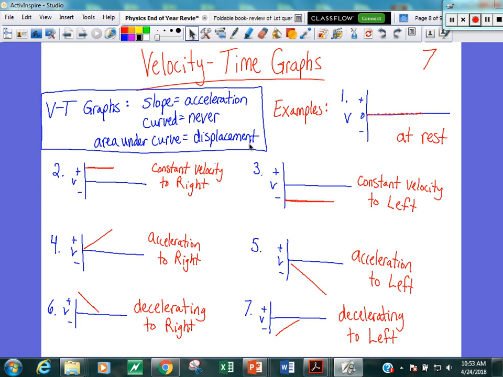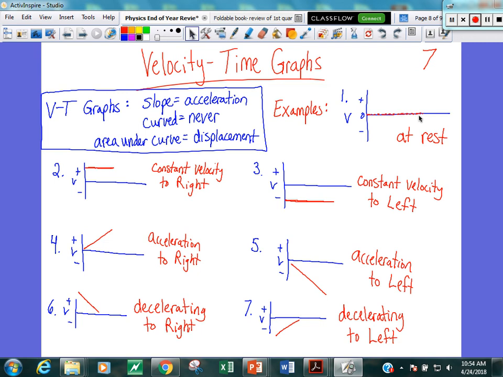What I've got is, again, 7 examples, all the examples I could think of. So let's go through them, and hopefully this brings back into your memory how to think about velocity time graphs and know what the motion of the object is. In this first example, a velocity time graph is drawn a little bit different. We have a positive velocity upstairs and a negative velocity downstairs. Right at this 0, the velocity is 0. So if you see a velocity time graph like number 1, the object is at rest. It's not moving. Velocity is 0.